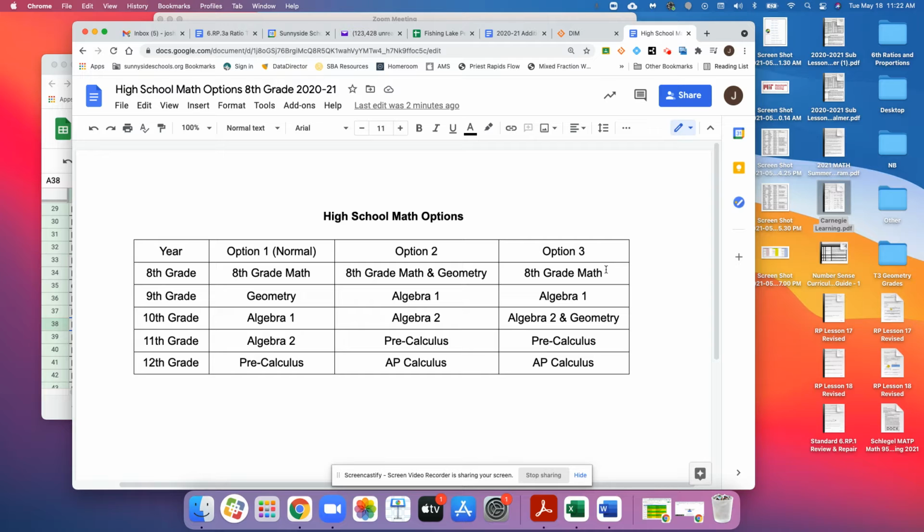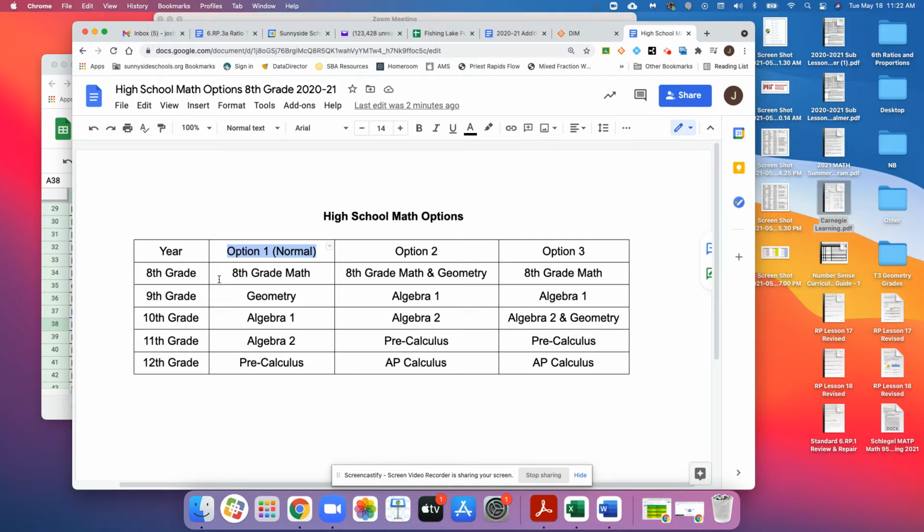What I want you to be looking at first is that here on the left, we have your entire high school career listed out, including 8th grade here. This row is your 8th grade year options, 9th grade year options, 10th grade, 11th grade, and 12th grade options. We're going to start here with option 1, which I call the normal option. This is the option that is right for most people.